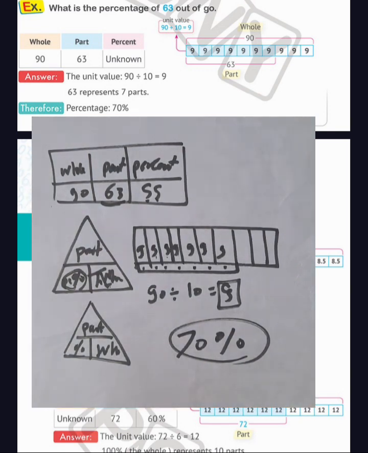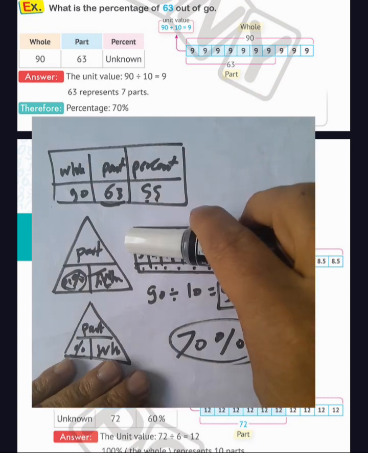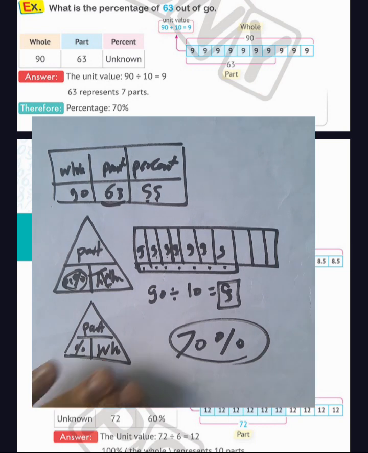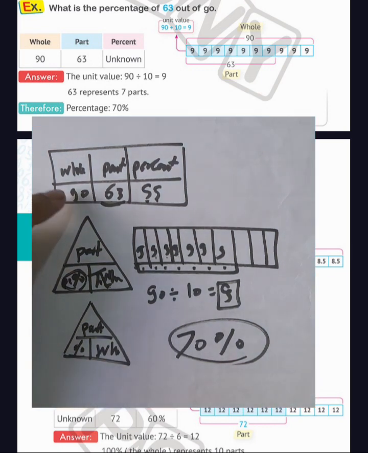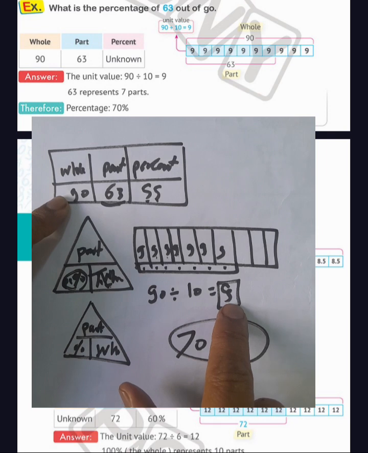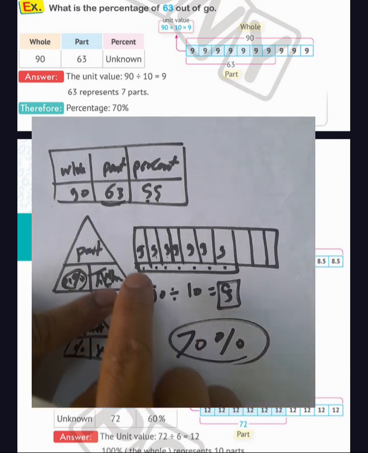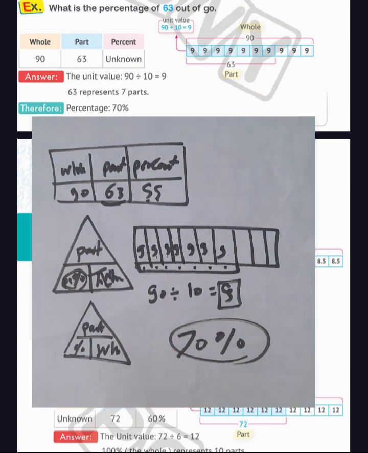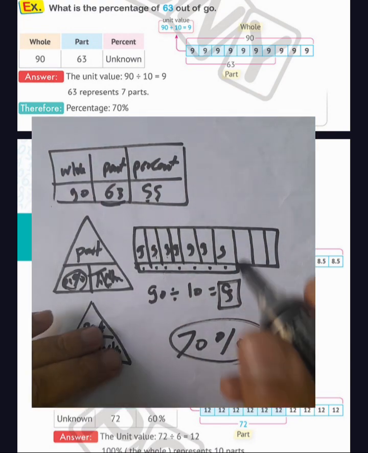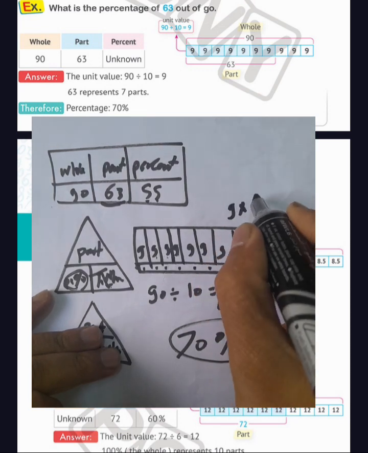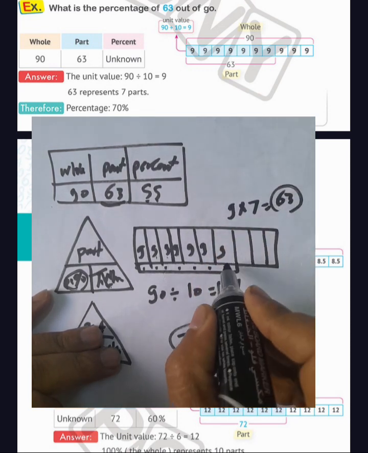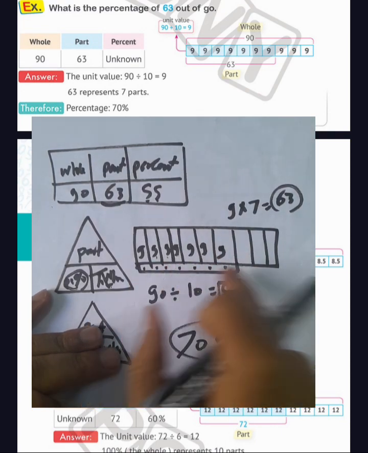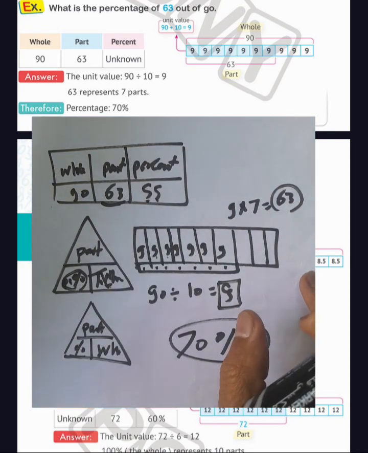Again, I will explain. First, we must draw the model divided into how many parts? 10 parts. 1, 2, 3, 4, 5, 6, 7, 8, 9, 10. And write the whole number here, 90. 90 divided by 10 equals what? Equals 9. And then you must put 9 in each one of them and ask yourself, 9 times what equals 63? 9 multiplied by 7 equals 63. Then we will choose how many parts? 7 parts from 10 parts. We have here the total number.